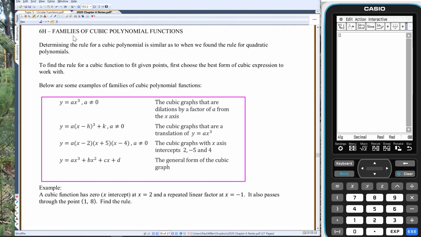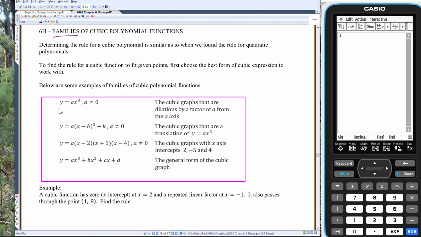Okay, so what we're going to do is look at families of cubic polynomials in the second half of this double. When we determine a rule for a cubic polynomial, it's pretty similar to the way we do quadratics. To find the rule for a cubic function to fit given points, we choose the best form that matches the information contained within the question.